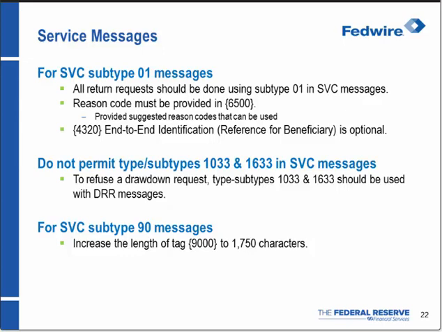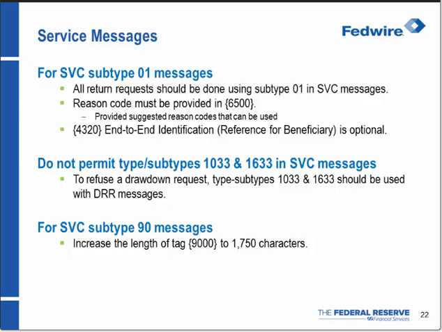We have also made changes to eliminate the use of SVC business function code for drawdown requests. So specifically, the 1033, the 1633, and SVC messages. Going forward, to refuse a drawdown request, subtypes 1033, 1633 should be used with a DRR message.